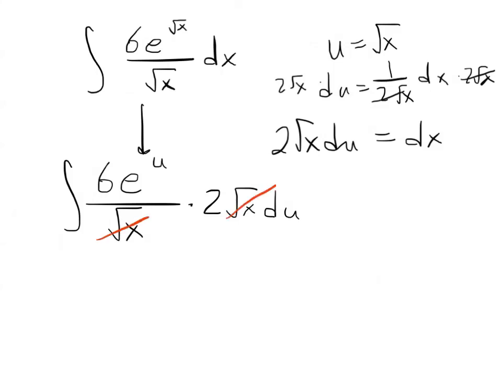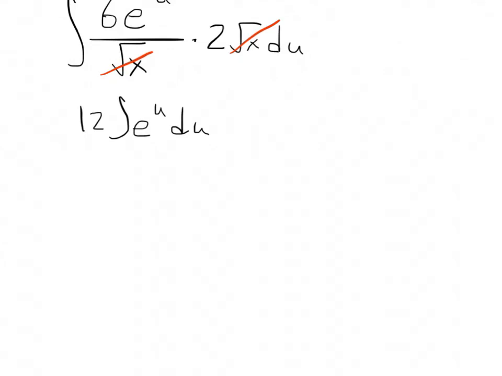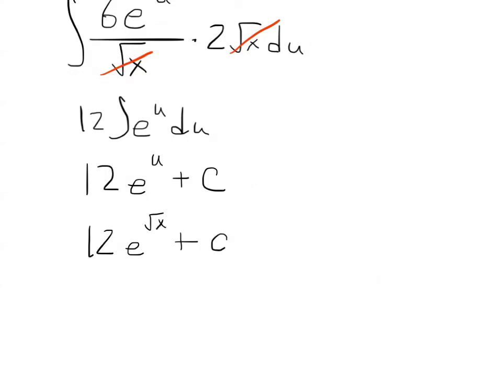to cancel out. Right? So now that I've done that, I have basically 12 times the integral of e to the u du. And again, I've now reduced this problem to just being the integral of e to a single solitary variable. That means I can make this 12e to the u plus c. And then the final step is just plugging that u back in. 12e to the root x plus c.